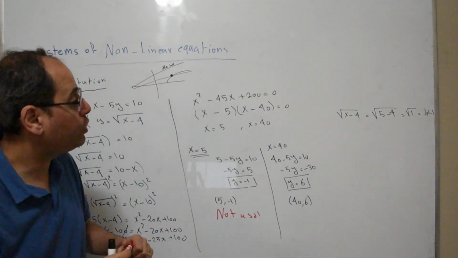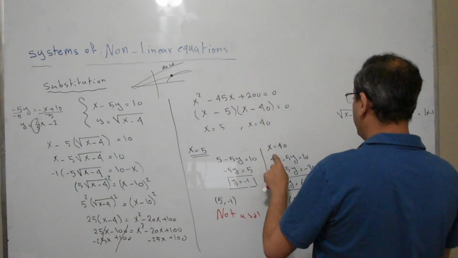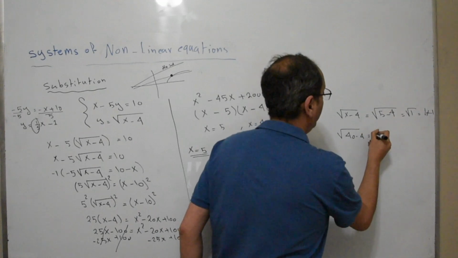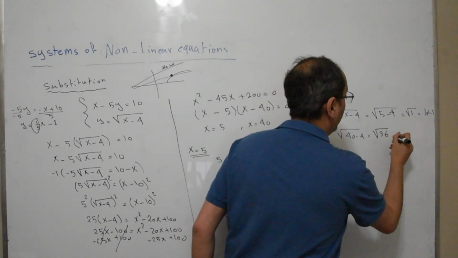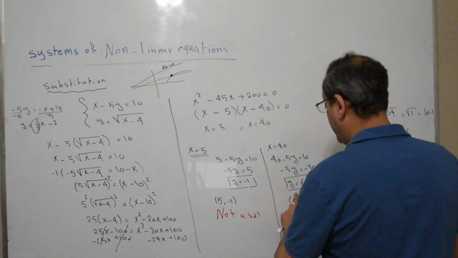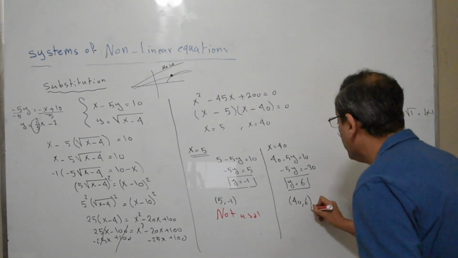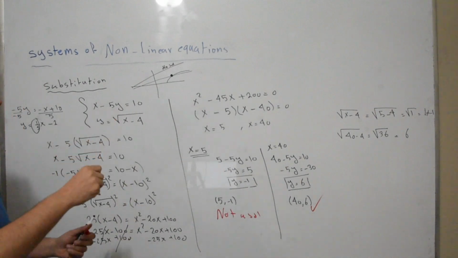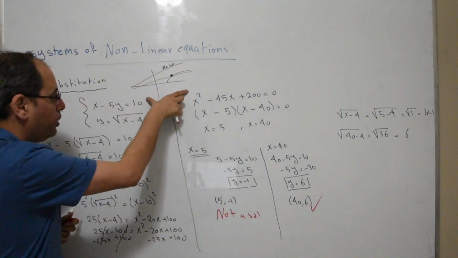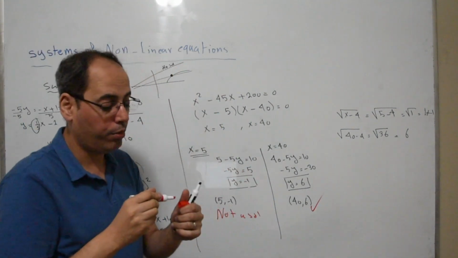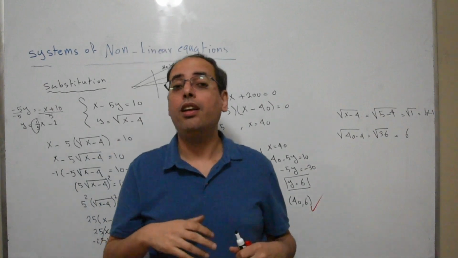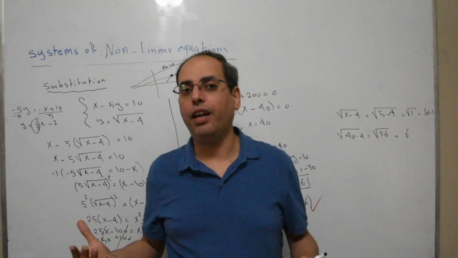So what about the other one? Let's try the other one. I have x is 40. So square root of 40 minus 4 equals square root of 36. And what's the square root of 36? It is 6. So when x is 40, y is 6. Oh yeah, that is correct. So therefore, I have 1 solution. So in the beginning, you expected to have either 1 solution or no solution. And based on that, you have an idea from the beginning how it works. I hope that this is helpful for you, that you predict your solution so you can avoid making a mistake.